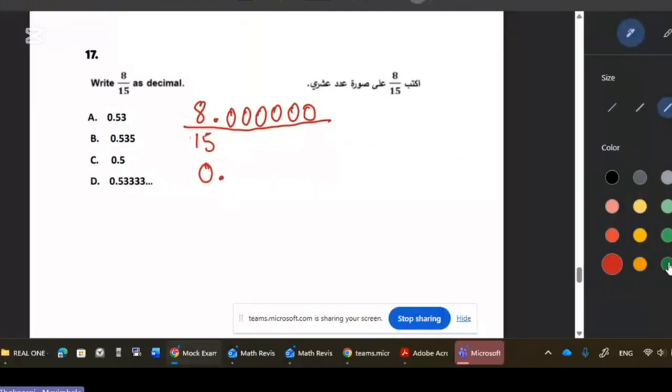Now, I'm going to move to this one. What number is this now? 8.0. So we're going to call that number 80. How many 15 can go into 80?